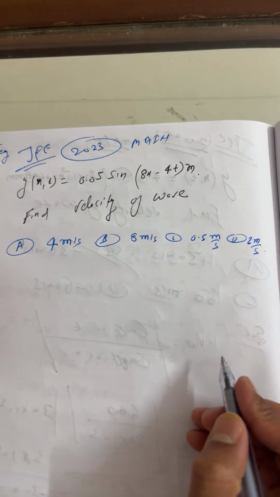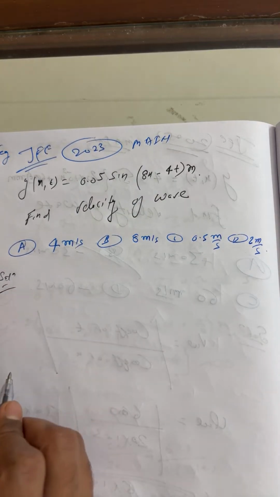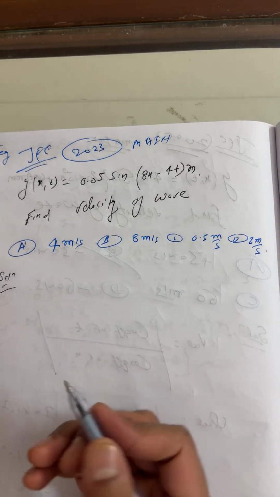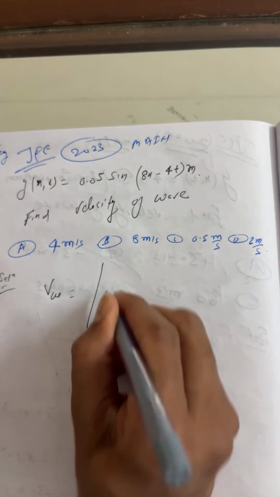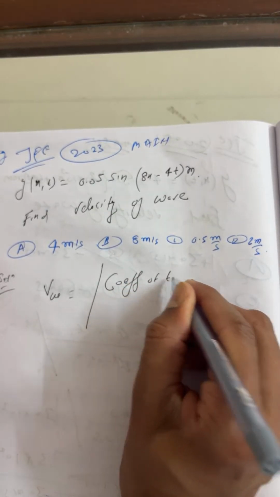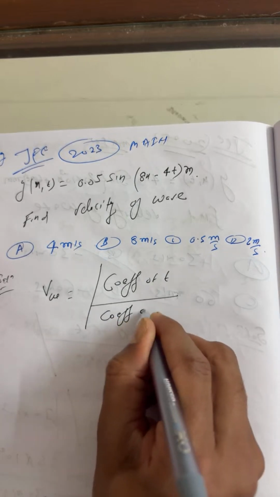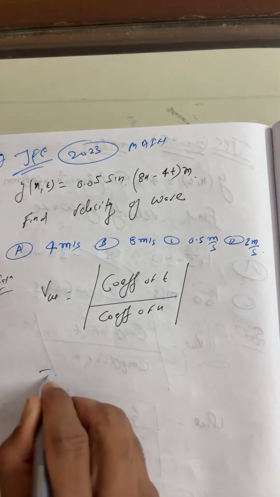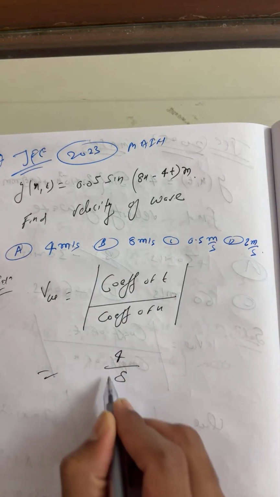Come, everyone, further here. Correct. Velocity of wave, beta. We remember, everyone. What can we see? This is the coefficient of t upon beta, and this is the coefficient of x here. So the coefficient of t, what can we say? 4 by 8 here.